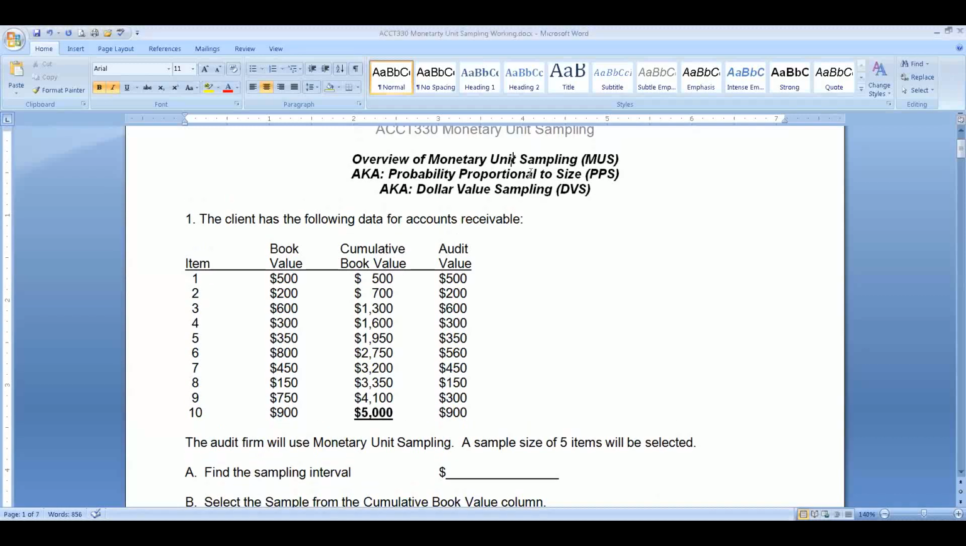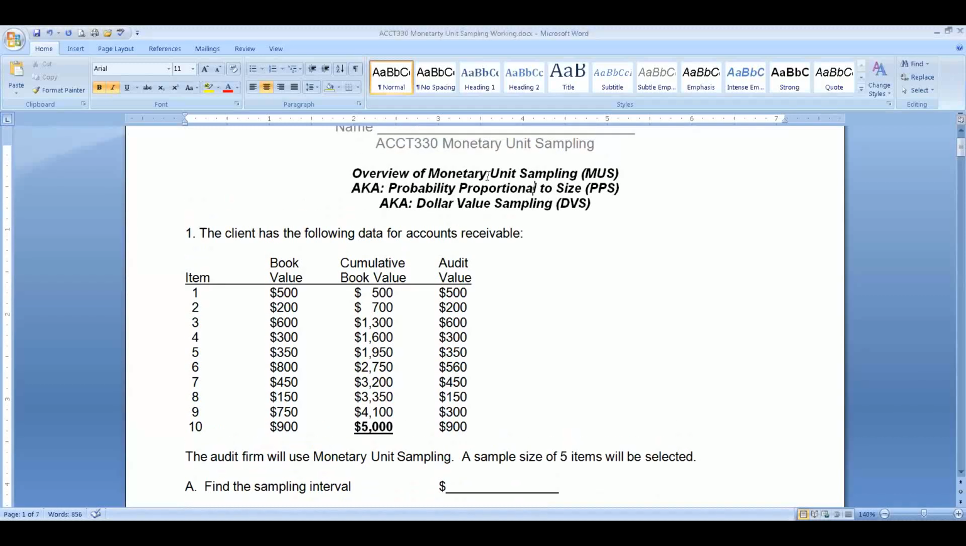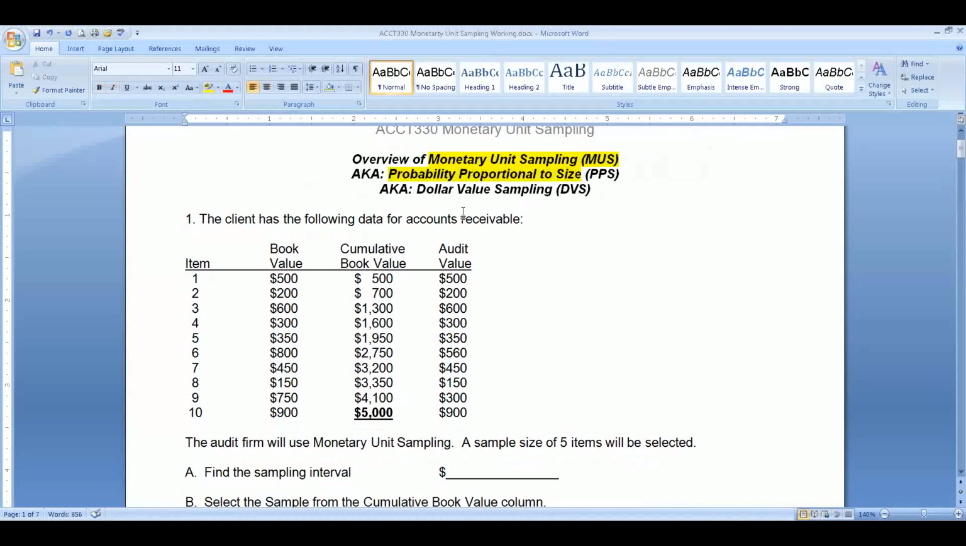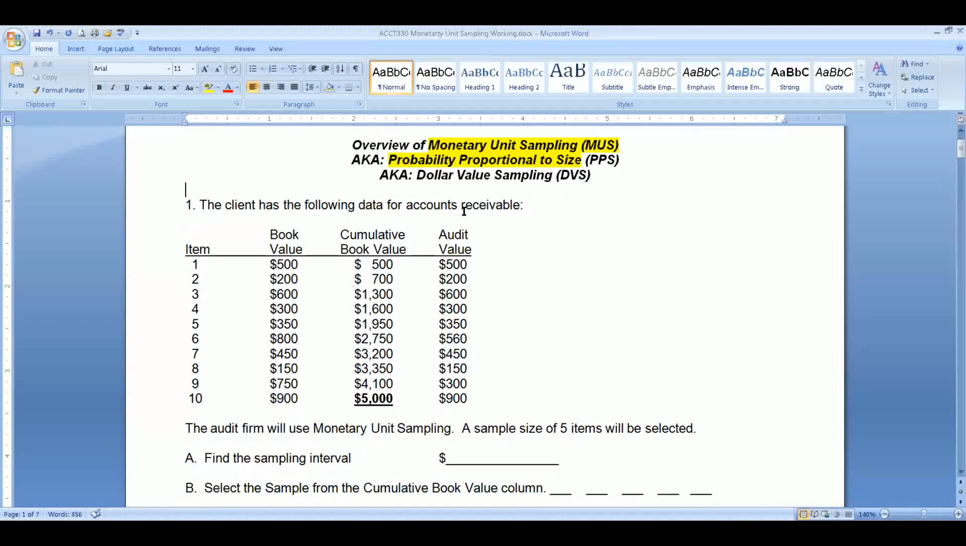All right. So this is what the book calls it, just so you know. A lot of times in the CPA exam, you'll see it called that. Same thing. If it's not classical sampling, it's going to be this.